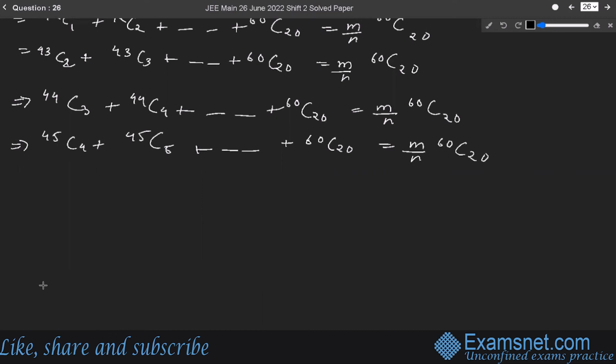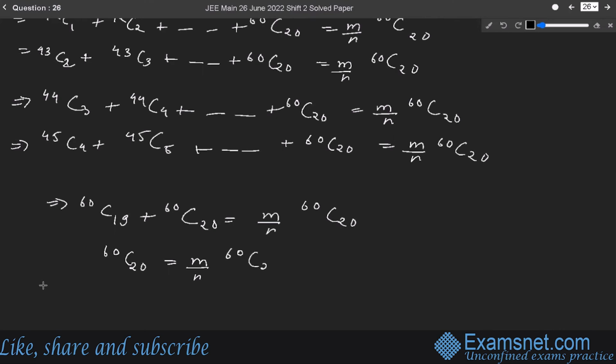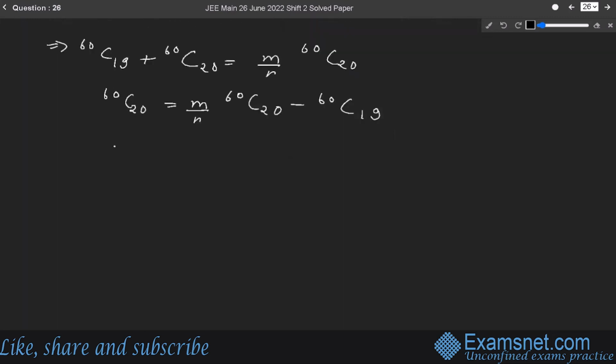Now it is such that it implies 60C19 plus 60C20 is equal to m by n into 60C20. So 60C20 will be equal to m by n into 60C20 minus 60C19. Therefore, it can be written as 61C20 is equal to m by n into 60C20.